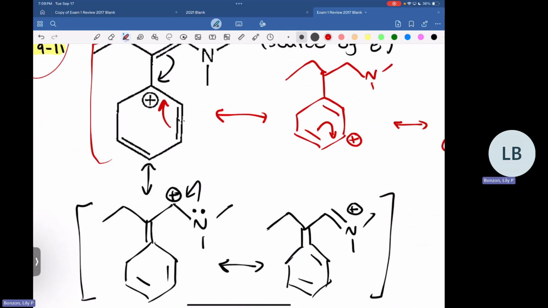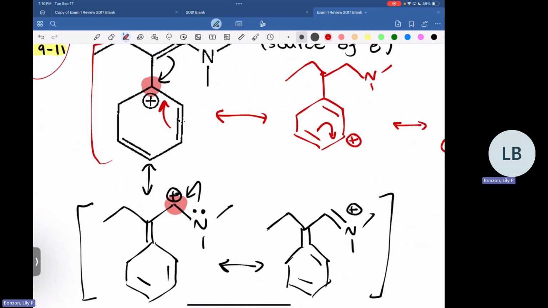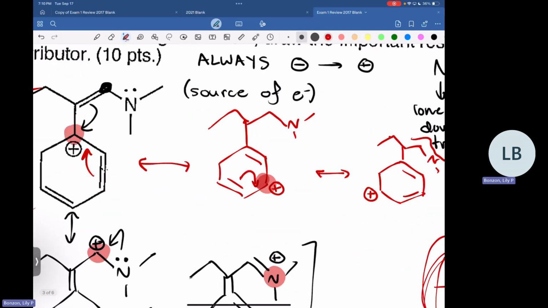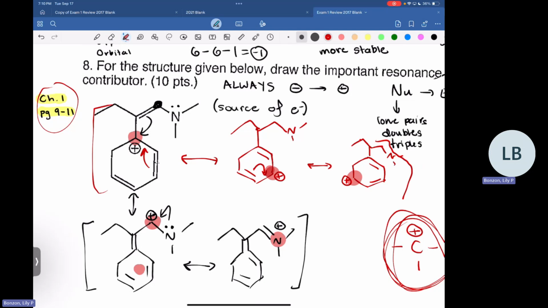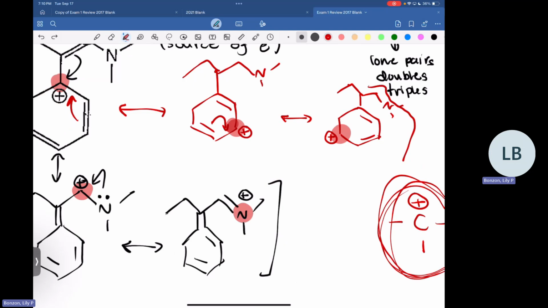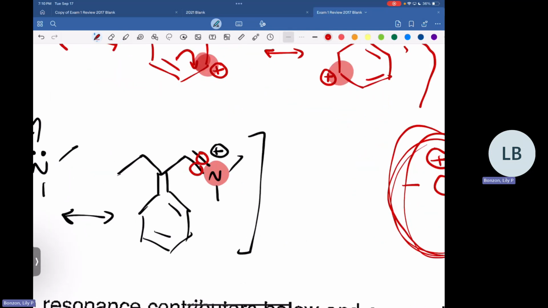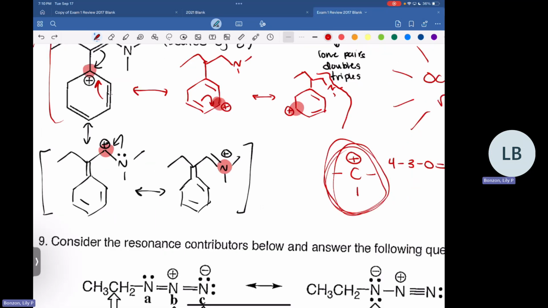So again, positive carbon doesn't have an octet, positive carbon doesn't have an octet, positive nitrogen, positive carbon does not have an octet, and positive carbon does not have an octet. So each of these four structures here do not have an octet automatically because they have a carbocation. If we look at the nitrogen, we know that it has an octet because it has 4 bonds. So this is going to be our important resonance contributor. It does have a positive charge still, but that's okay because it has an octet. Any questions on this one?